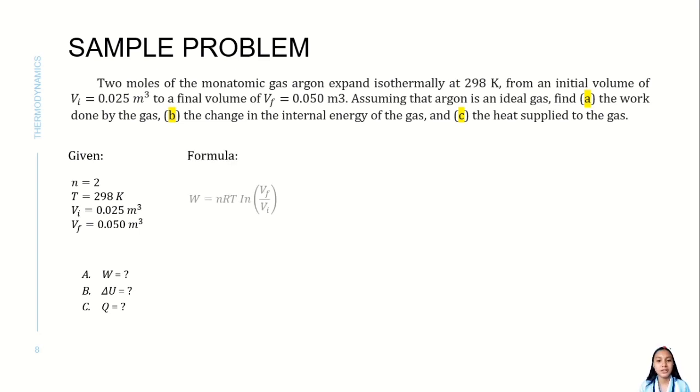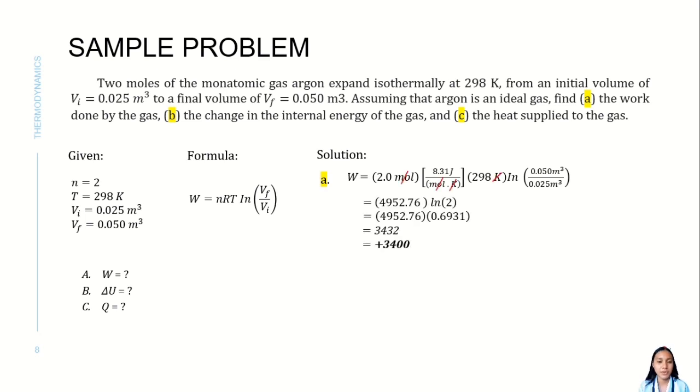Now to calculate the work done, let us use work equals nRT times the natural log of V final over V initial. We substitute the givens, then solve, which leads us to 3,400. What's the unit? Of course, our unit is joules, so it is 3,400 joules. We can observe that the final volume is greater than the initial volume, so our answer is positive. Therefore, what is happening in our closed system? The gas is expanding, and we can say that it is an isothermal expansion.